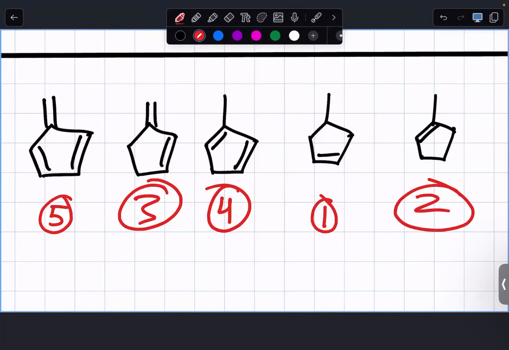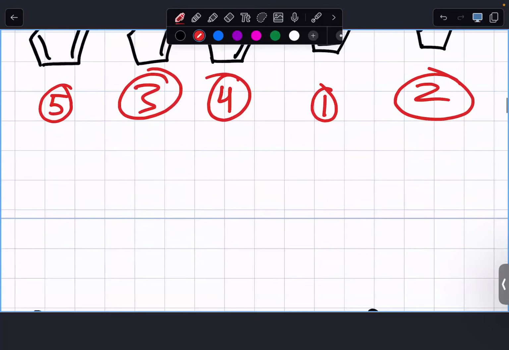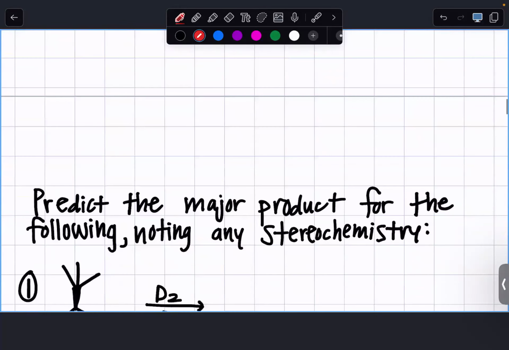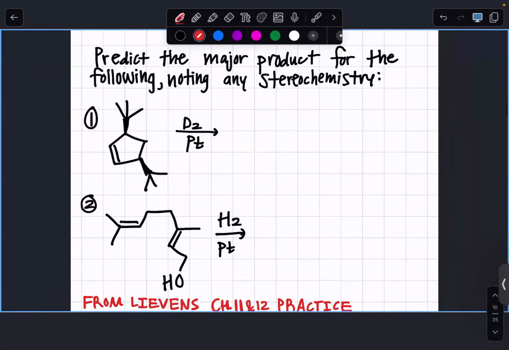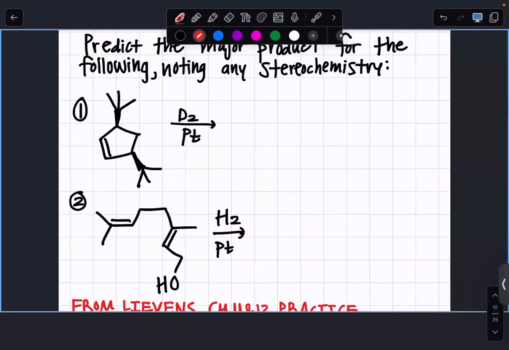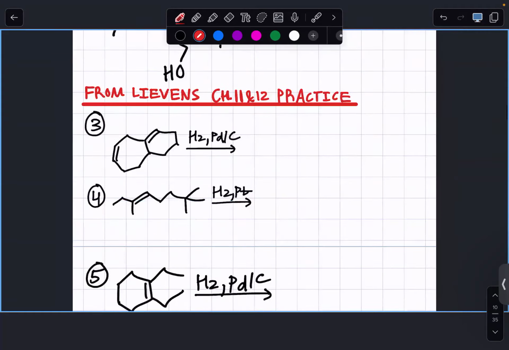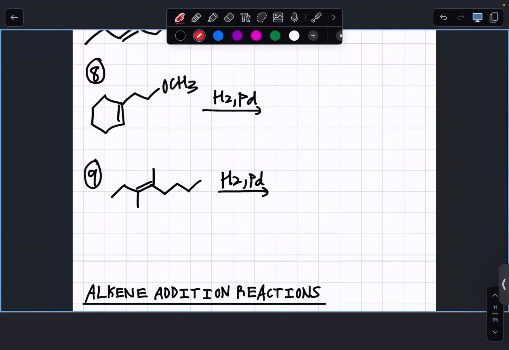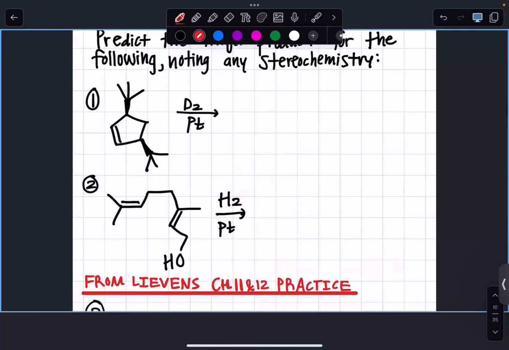So now, let's okay. Try these two practice problems and then don't do these ones here. These ones will just be extra practice. Just do these two and then we'll move on to the next reaction.